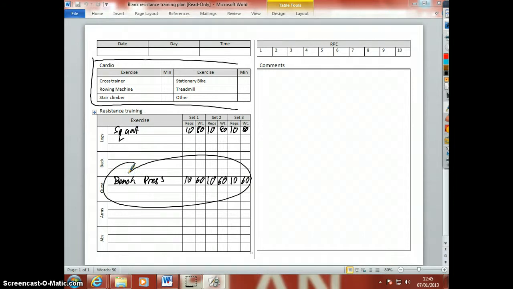What you need to do now is create your own plan based on what you need to work on. Just fill in this section here, and we will fill in the rest of this when we have a first go at our plan.